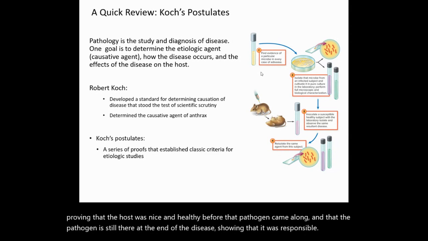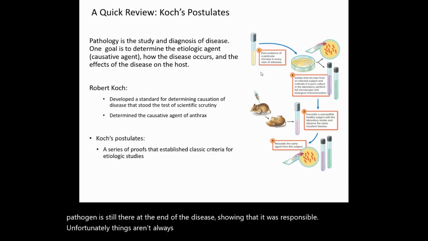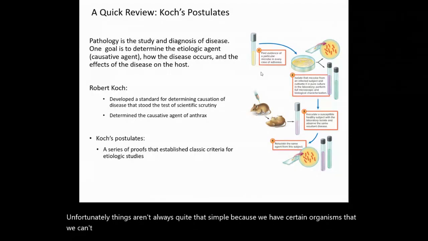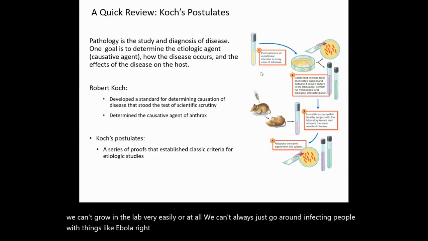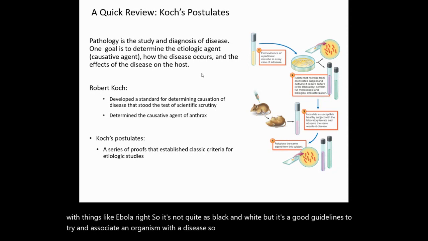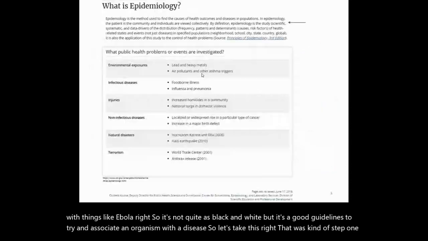Now, unfortunately, things aren't always quite that simple because we have certain organisms that we can't grow in the lab very easily or at all. We can't always just go around infecting people with things like Ebola, right? So it's not quite as black and white, but it's good guidelines to try and associate an organism with a disease. So let's take this, right? That was kind of step one, associating an organism with a disease.